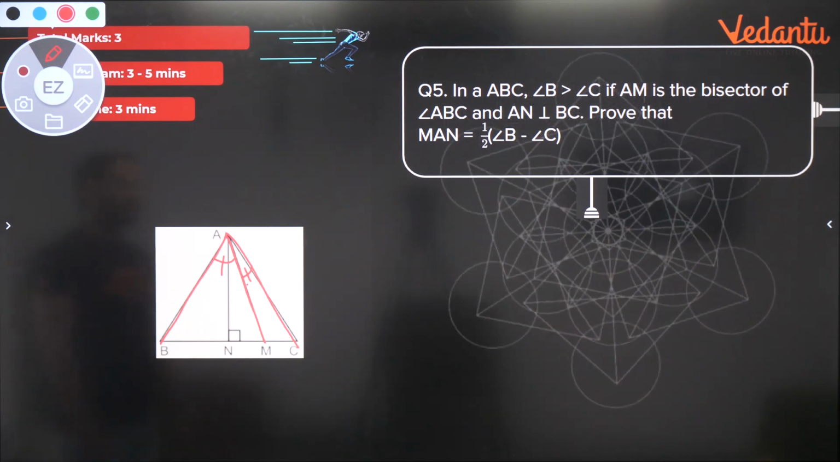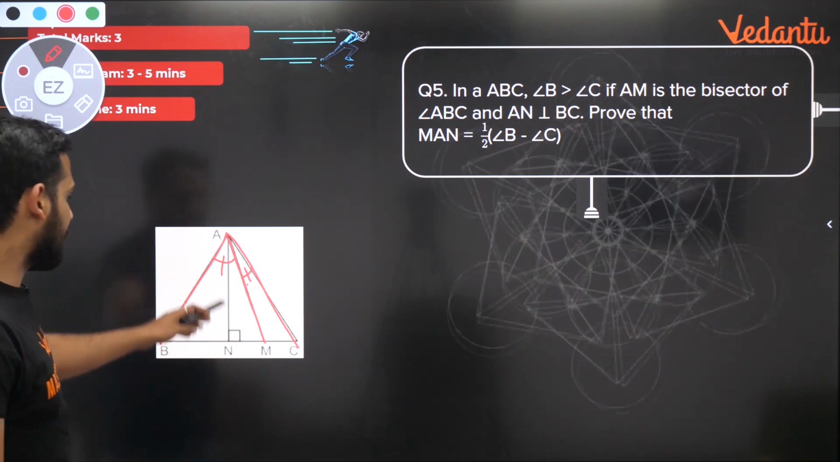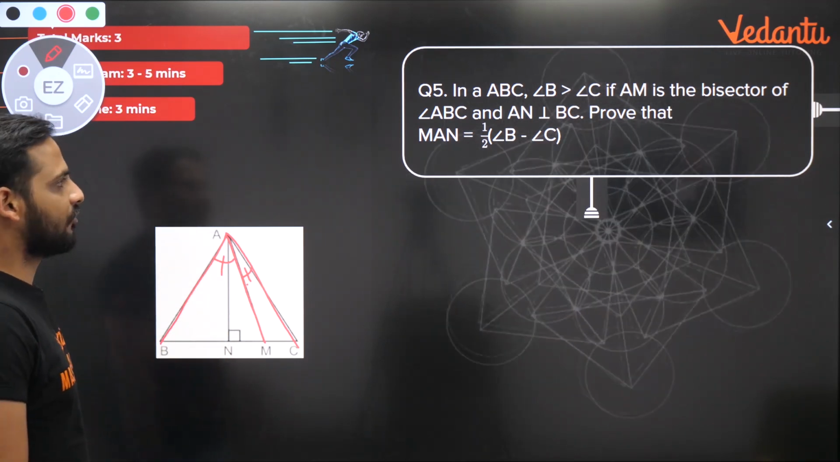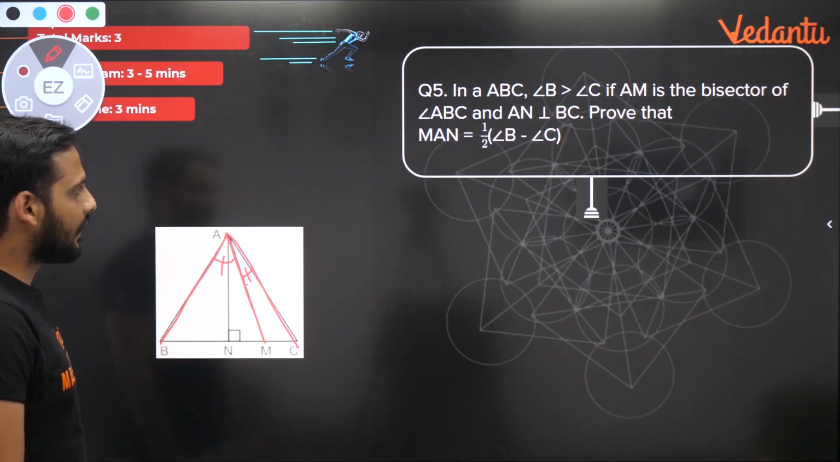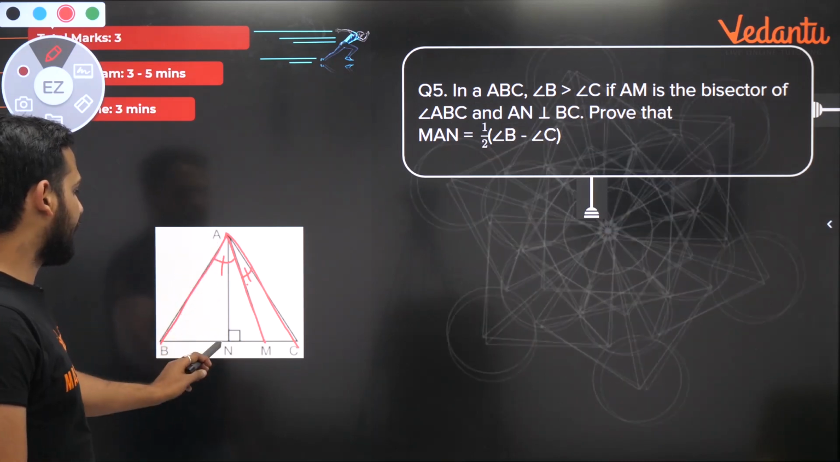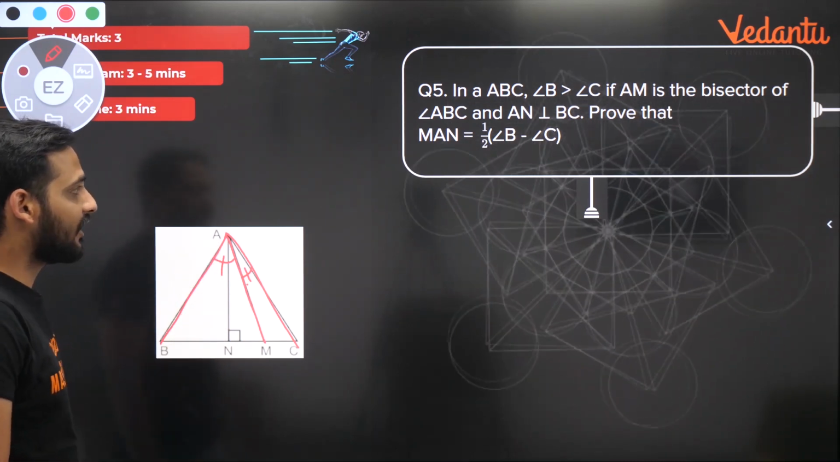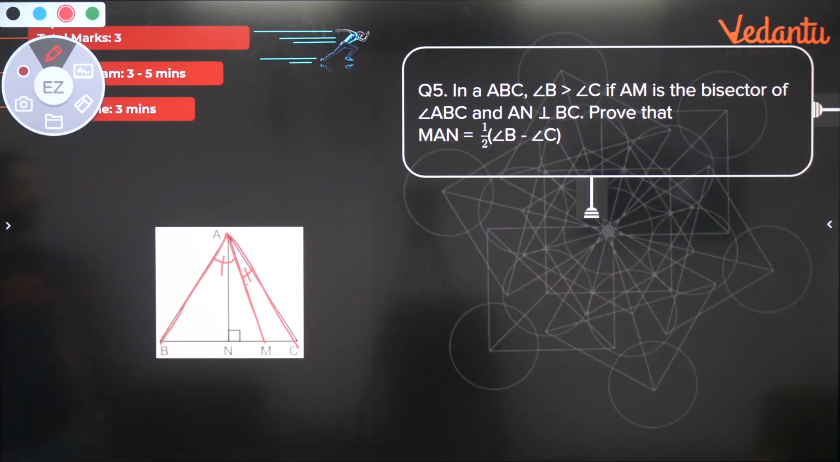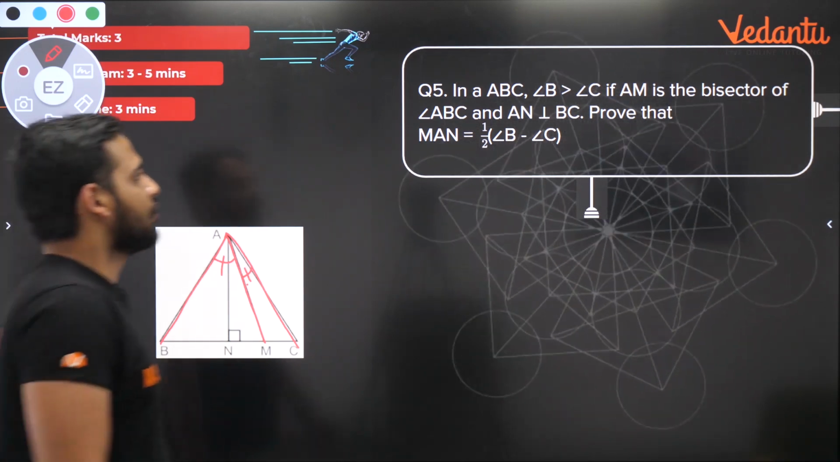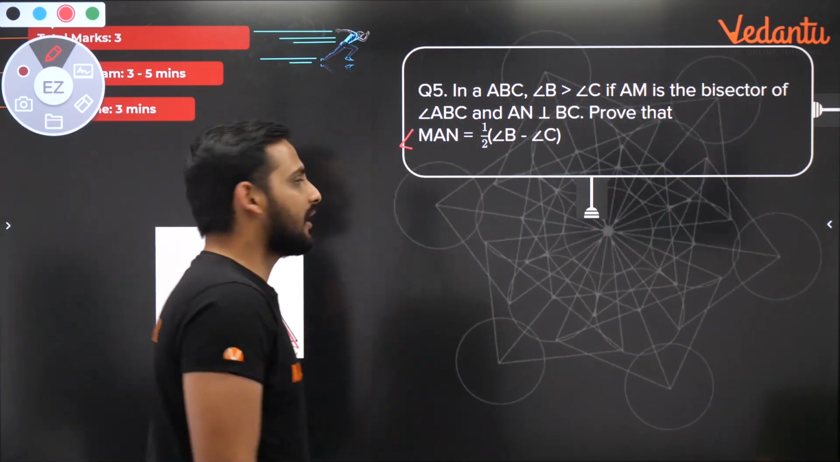And AN is perpendicular to BC. It is shown here. Prove that angle MAN is equal to half of angle B minus angle C. So now see, bachcho, focus. You have been asked about angle MAN.